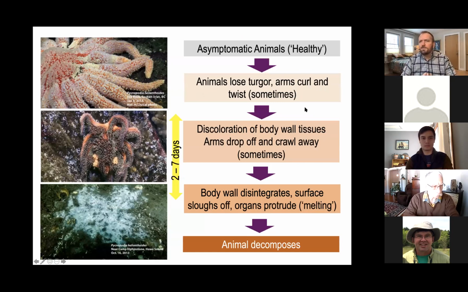Slowly, these animals lose turgor, their internal pressure goes down, they deflate, their arms curl and twist, there's discoloration of body tissues and the formation of lesions on their surface. The arms drop off and crawl away. They gave it the name the zombie disease because their limbs would apparently just do that on their own. And then eventually the body wall disintegrates, the surface sloughs off, internal organs and glands protrude, and then eventually the animal decomposes and turns into a pile of ossicles on the seafloor that looks like this.